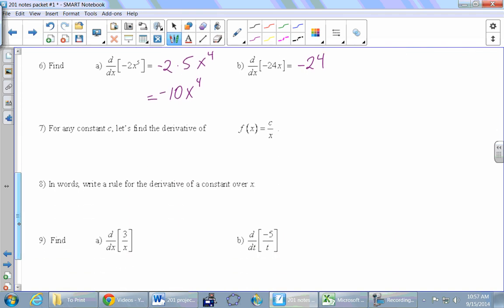Okay, number 7. So that's for any constant, let's find the derivative of c over x. Just to save time, I'm just going to write the answer. The way that you would do this would be to bring that x upstairs and rewrite it as a negative 1 power, right? X to the first on the bottom is x to the negative first on top. And then you would do your power rule and then just simplify it a little bit. We're just going to jump to the answer. It's this, negative c over x squared.